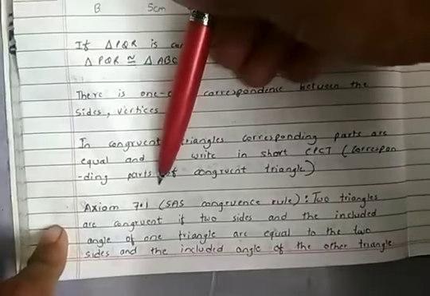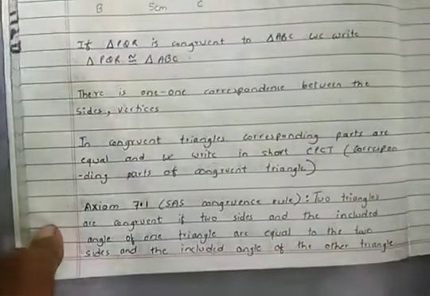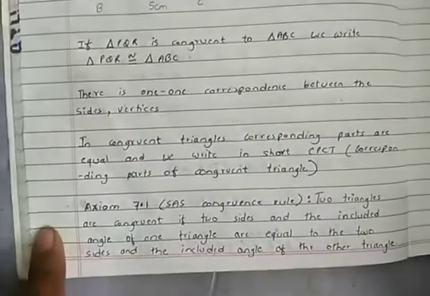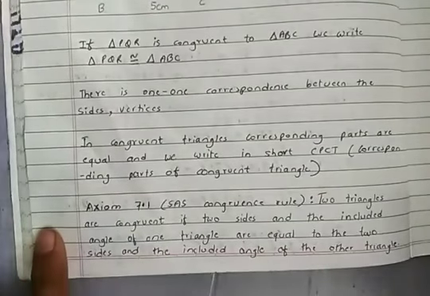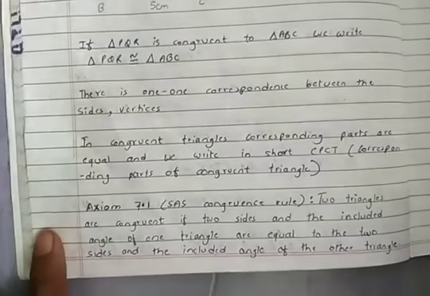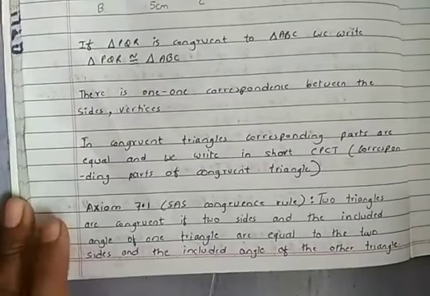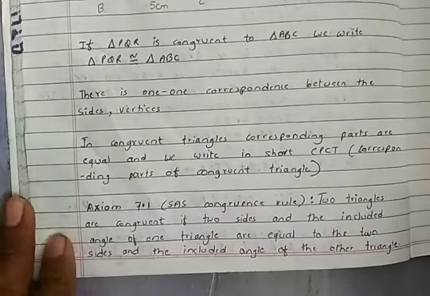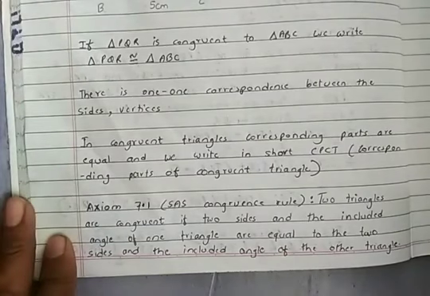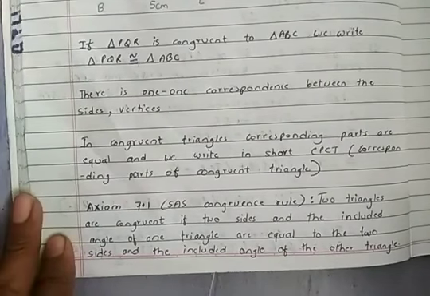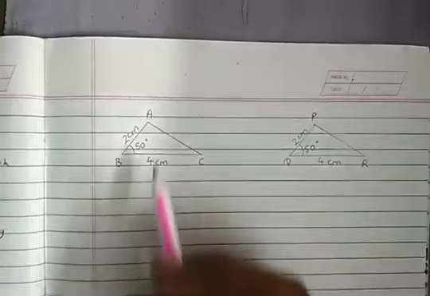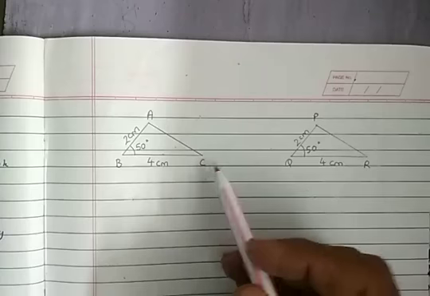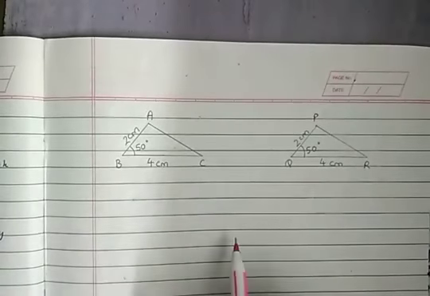Now let's learn about the axiom. Axiom 7.1. What does it say? Two triangles are congruent if two sides and the included angle of one triangle are equal to two sides and the included angle of the other triangle. The side angle side can be explained better with the help of an example.